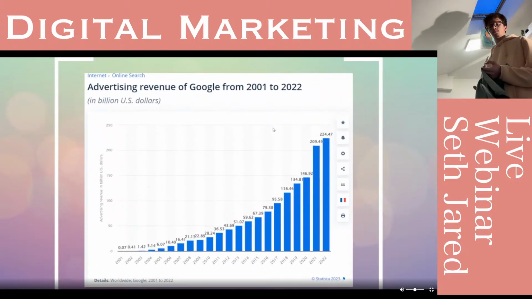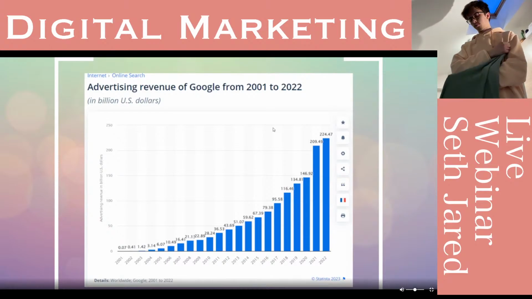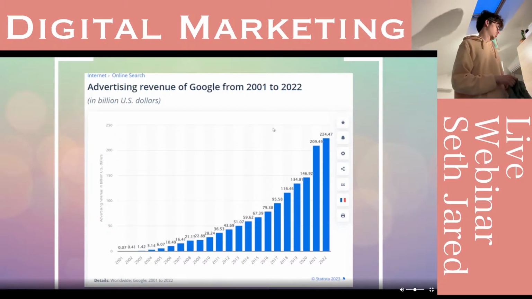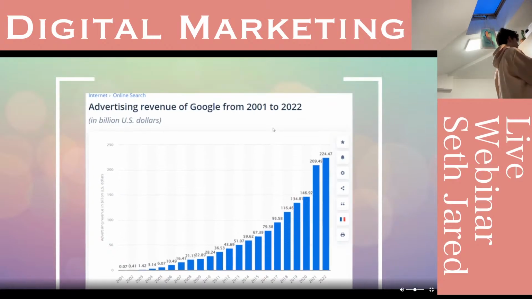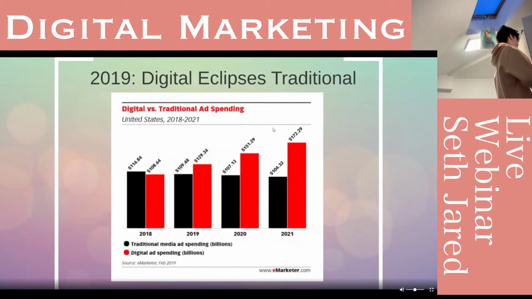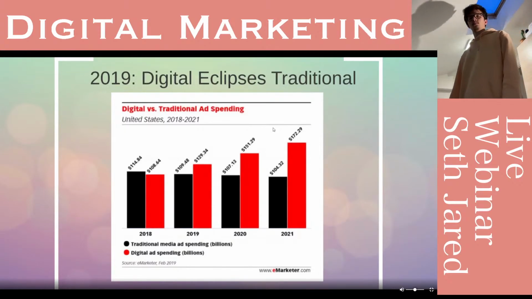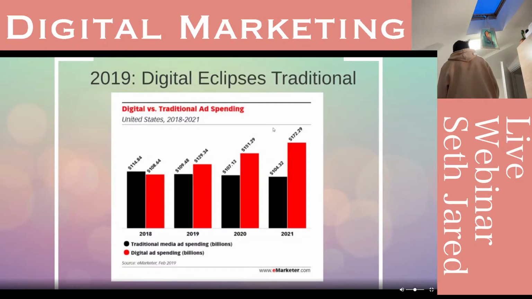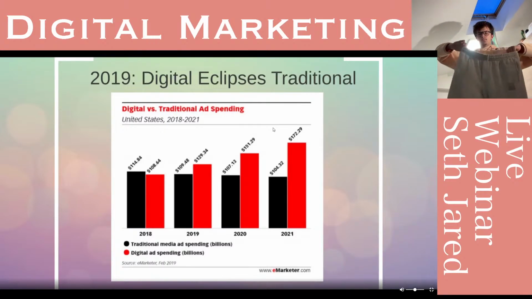So this is a graph of the advertising revenue of Google from 2001 to 2022, which is the last number here, but of course it's gone up since then. The last number here is $224 billion per year. It's past that at this point, getting closer to 300 billion and higher. And back in 2019 is the first time that digital eclipsed traditional, meaning before that point, people were still spending more money on things like newspaper, television, and radio. But after 2019 and since then, everything is on the internet.